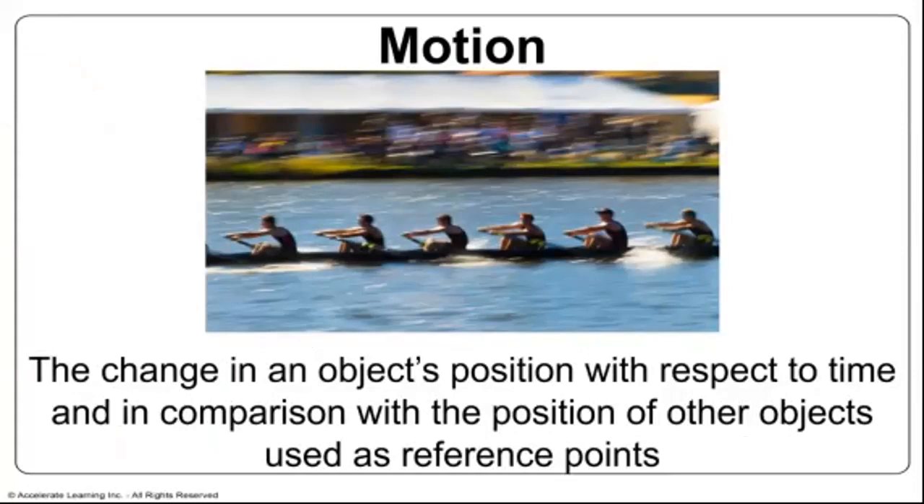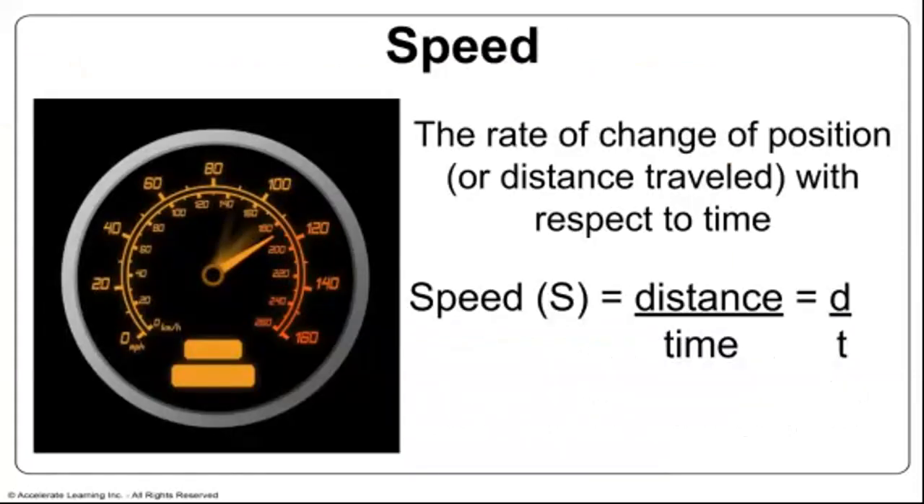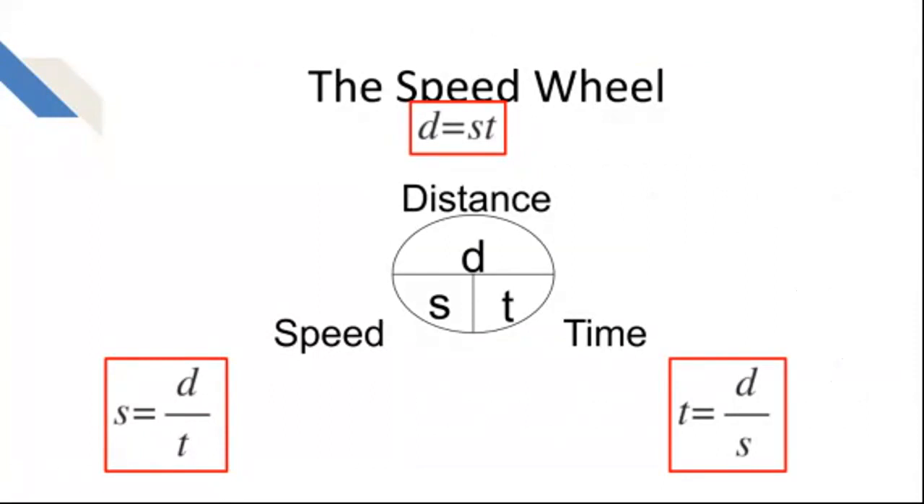So, motion is a change in an object's position over time. Speed, we can calculate speed by distance over time. You are also able to find distance, speed, and time if given the other variables.